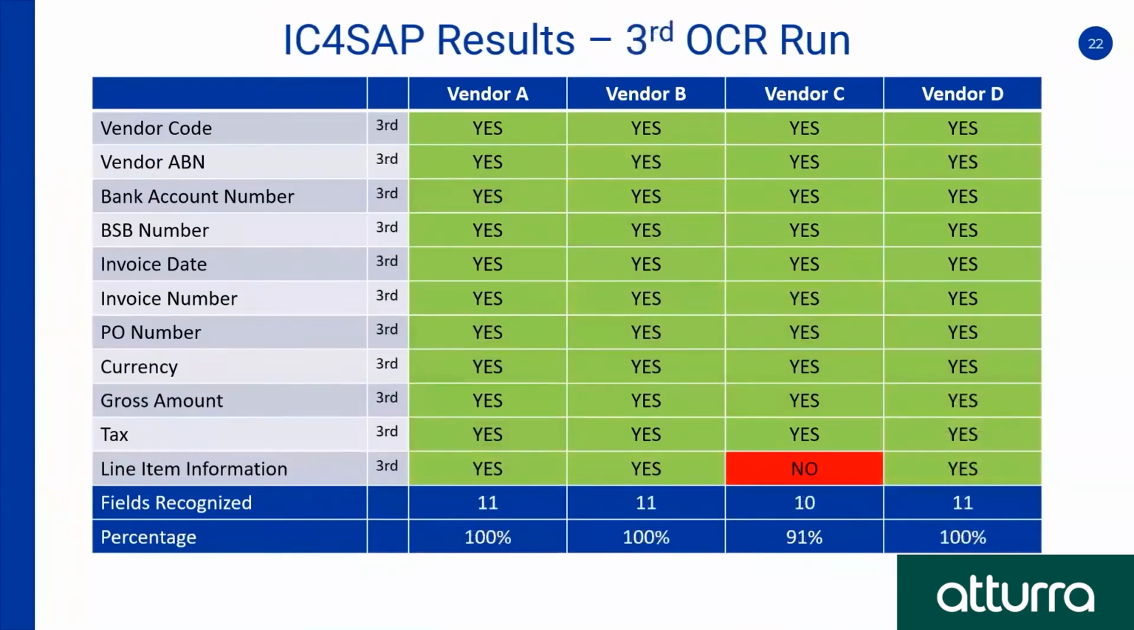Now, let's look at the results after processing the third invoice OCR run for each of the same 4 vendors. As you will see, we have achieved almost 100% recognition across all vendors. In the test we performed, it only took 3 invoices to train the learning database using Intelligent Capture.